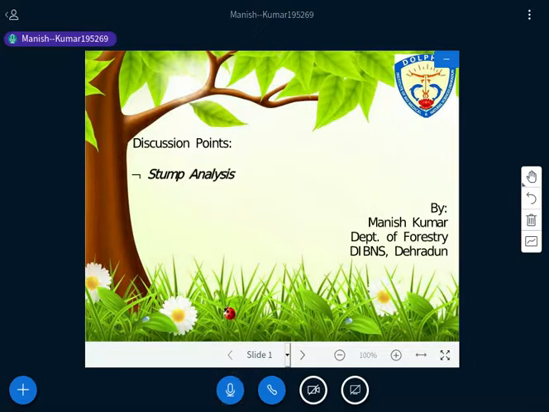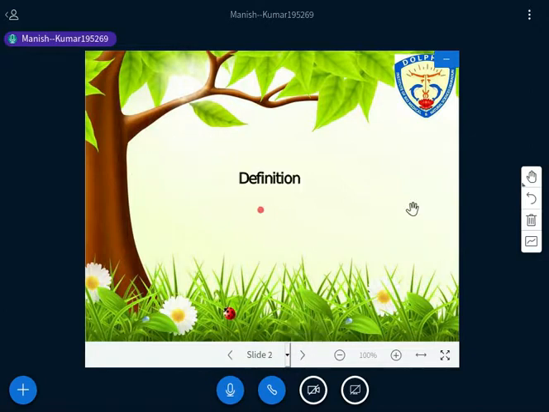So today we'll discuss stump analysis. Most of you already know the meaning of a stump. We'll discuss this topic in detail, how stump analysis can be done. Is it okay? So let's start with the definition of stump analysis. But before that, we must know what a stump is, right?